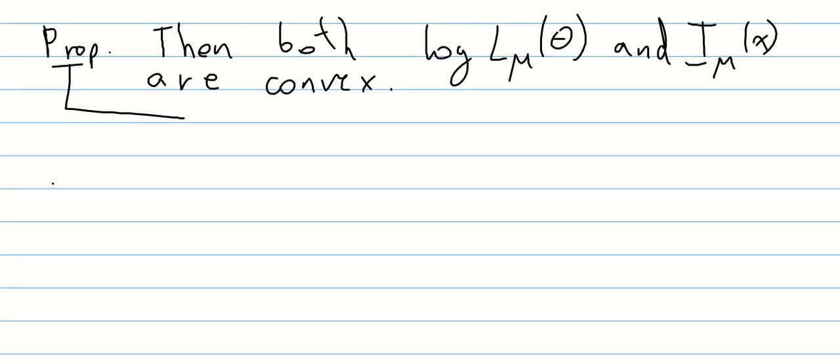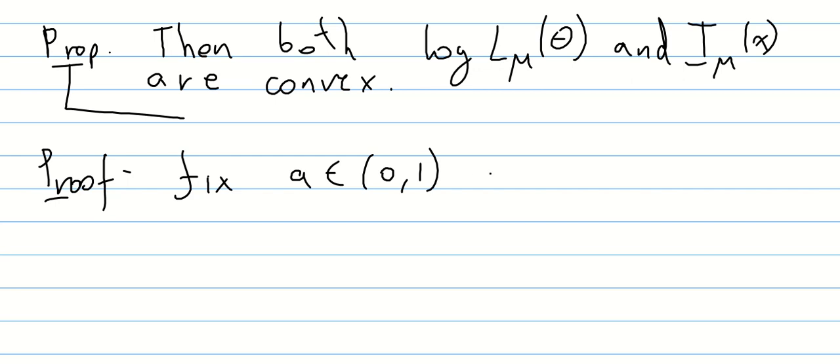So let's look at the proof. The proof is actually quite simple. So first we're going to deal with, when we say that the logarithm of a function is convex, sometimes people say it's log convex. So we fix a between 0 and 1. So instead of eta, we're going to use a here. And we look at not the logarithm still, we are going to put the logarithm later. For now, we're only going to look at this. So fix theta and theta prime and look at this.